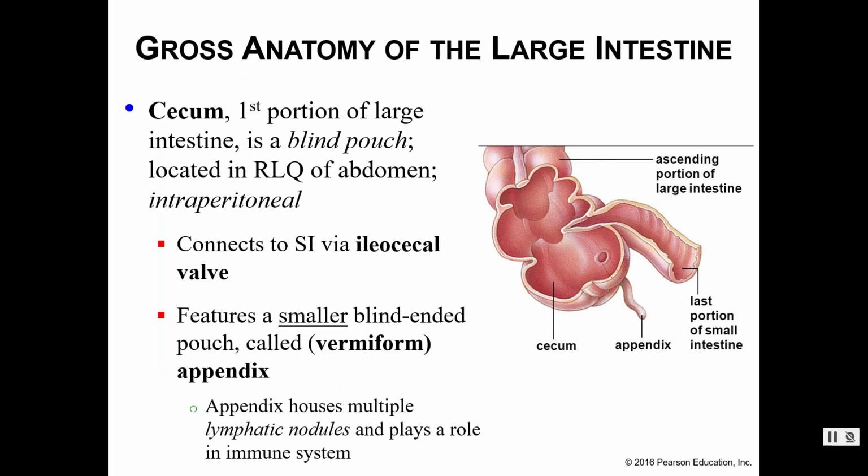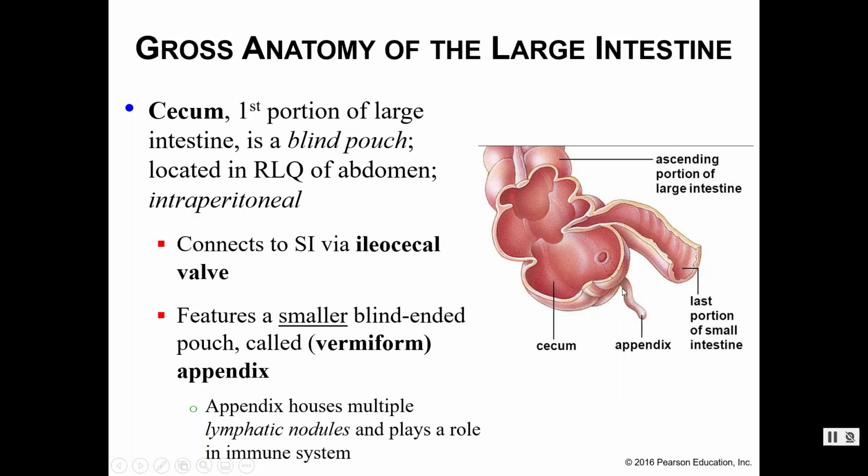Now, as materials move from the ileum of the small intestine, we move through the ileocecal valve, and we dump right off into the cecum. It is a blind pouch, blind on one side. We're going to go up the ascending colon on the other side of the cecum. We also find a smaller blind-ended pouch. So we've got all kinds of blind pouches going on here.